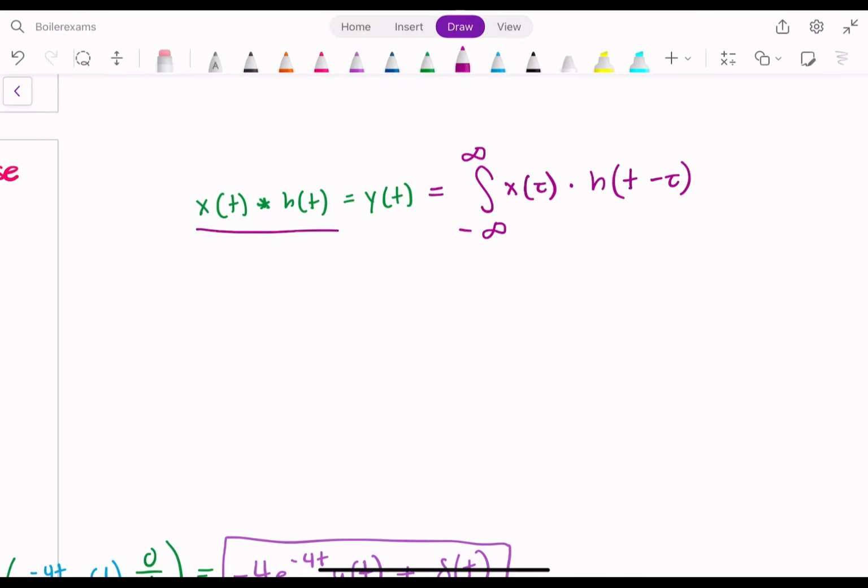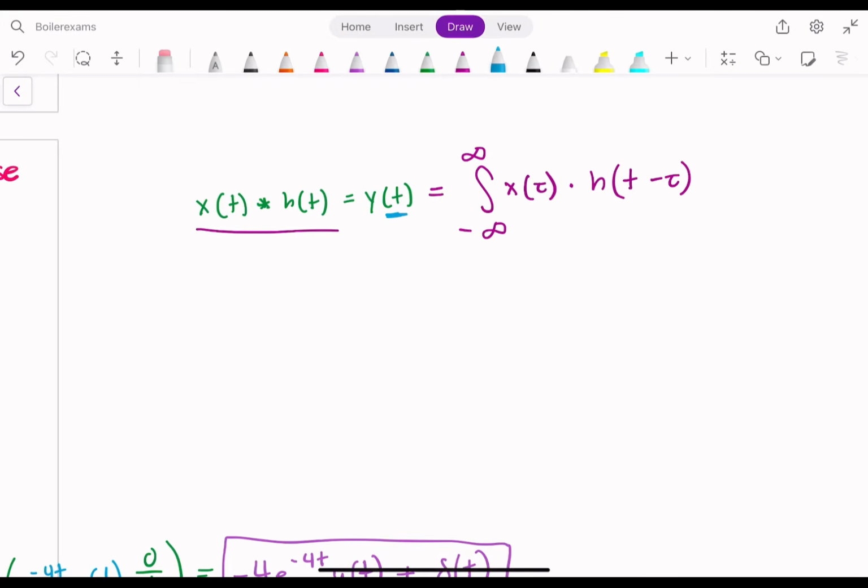So we're going to flip h of t on the tau axis with that negative tau, and then we are going to add in this dummy variable t, which is representative of the independent variable within the resulting function, y of t. And so when we vary that t value within the resulting function, we slide the impulse response down the tau axis, right?